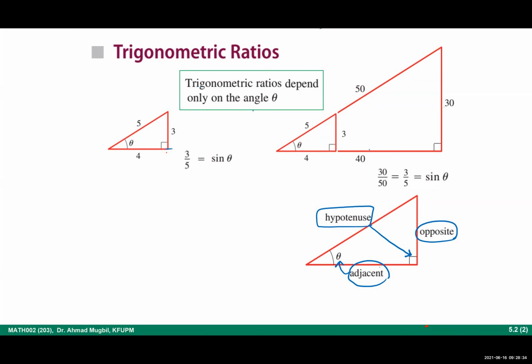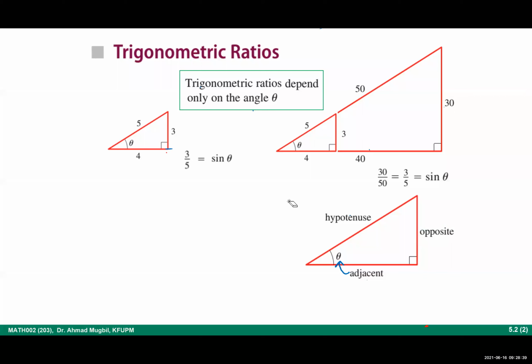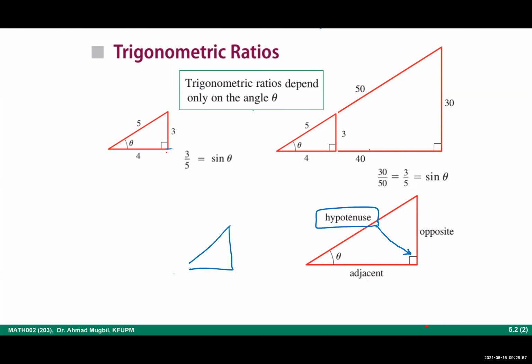So opposite, adjacent, hypotenuse. Which one is always the bigger one, Ya Shabab? The hypotenuse. Why is the hypotenuse always the biggest? Because it is in front of the biggest angle. What is the biggest angle in a right triangle? Of course, you know that if this is theta and this is 90 degrees, for sure this one and this one both cannot be 90. They are less than 90.